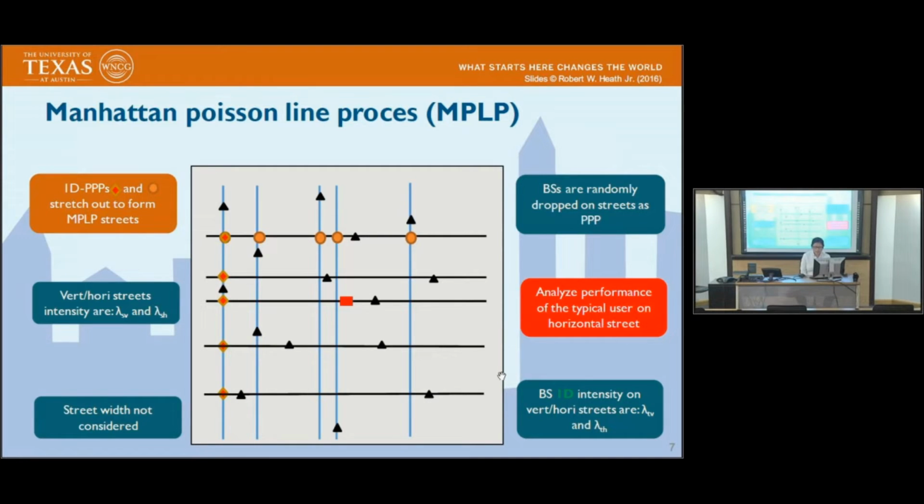In this paper, we are mainly analyzing the performance of the typical user on the horizontal street, the typical user which is located in the center of a horizontal street in the whole network, and the base station intensity on the vertical and horizontal streets is lambda t.